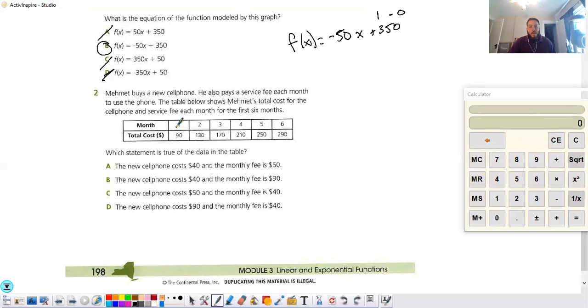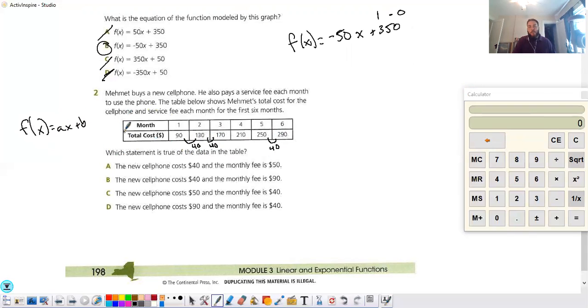So here, if we take a look at this situation, if we look at our numbers from 90 to 130, we're increasing by 40. From 130 to 170, increasing by 40. All the way down here from 250 to 290, we increase by 40. So this is going to be a linear function. So we have f of x equals ax plus b.